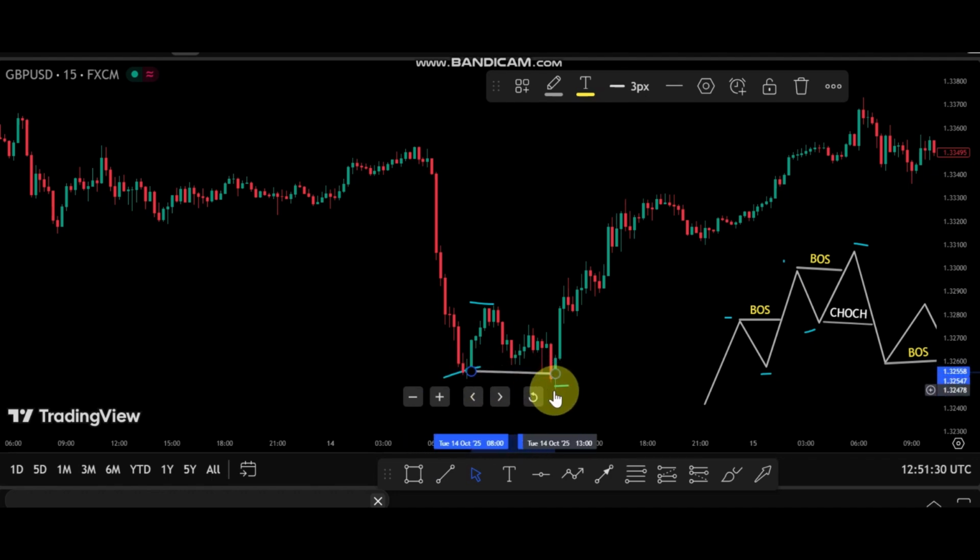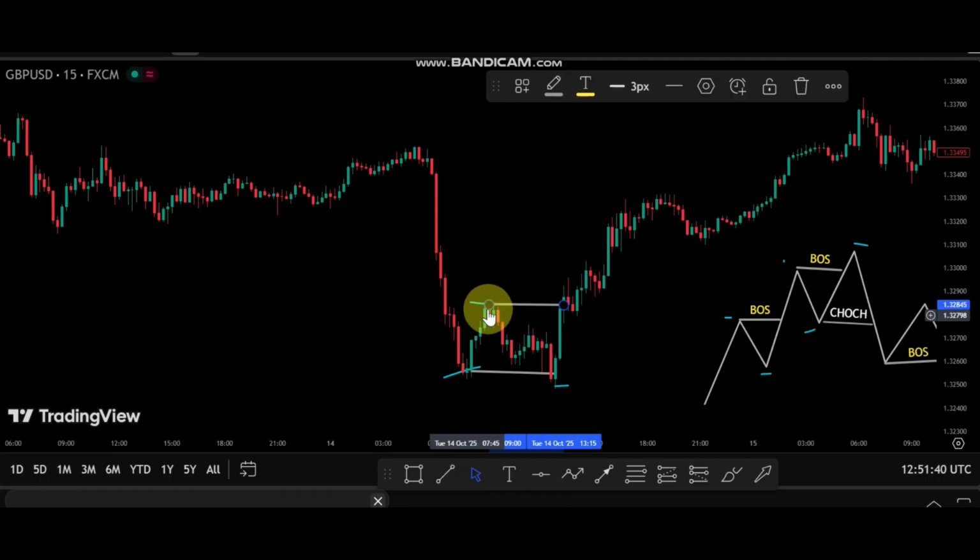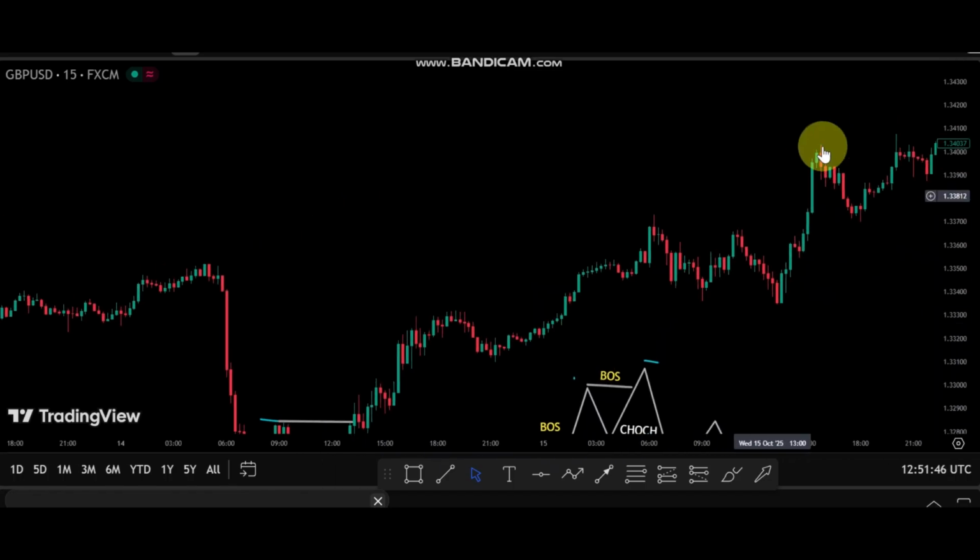But then what happened? You can see that price pushes forward and breaks above the most recent lower high, which was at this particular place. So immediately price pushes upward, you can see that the market changes direction and starts trending upward.